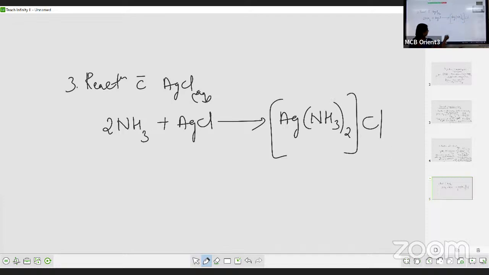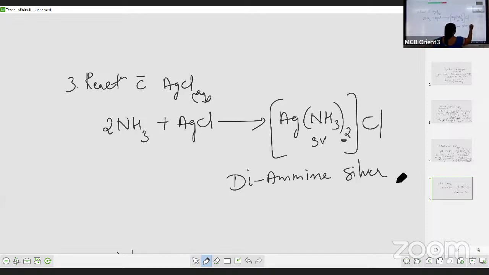So what is the IUPAC name? First you have to name the secondary valency. What is the prefix given? 2 means di. So this is diamine, then silver. The oxidation state of silver is 1, silver I chloride. It is a colorless complex. This is also a complex because it is forming a coordinate covalent bond. The ammonia is donating its lone pair of electrons to form a coordinate covalent bond with the silver.